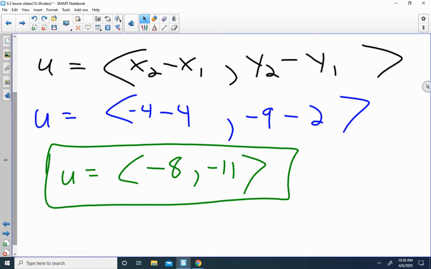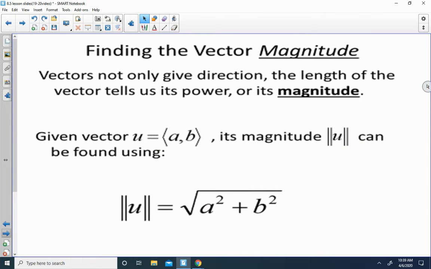Now, I need to show you how to find the magnitude, or to find how small or large a vector force is. So, finding the vector magnitude. Vectors not only give direction, the length of the vector tells us its power or its magnitude. So in other words, these three arrows are not the same. Yes, they all point in the same direction, but the sizes are all different.